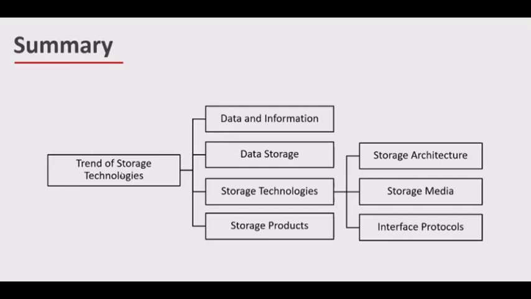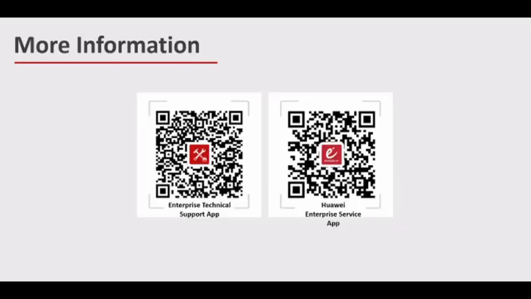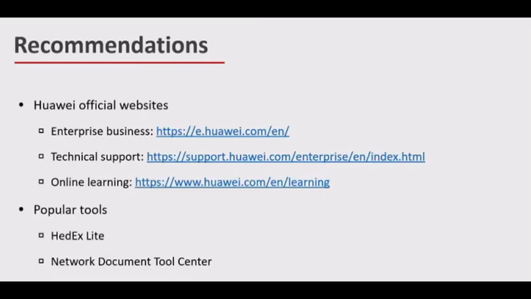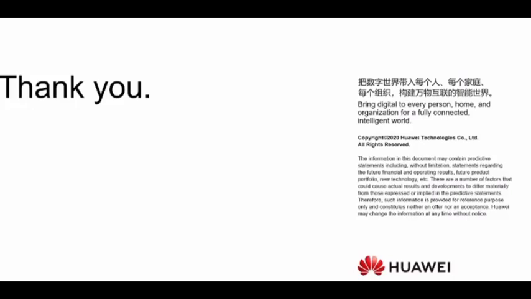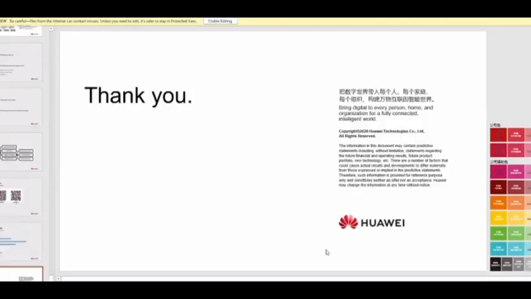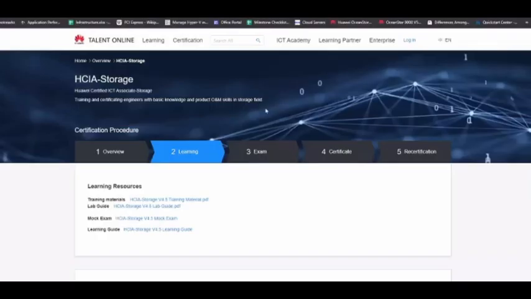So in summary, we've gone through the trends of storage, data and information, data storage in terms of storage architecture, storage media interface protocol, and in terms of storage products also. For more information, you can find them using the Enterprise Technical Support app or the Huawei Enterprise Service app. Some recommendations in terms of the enterprise website, online learning support, and all these things. And thank you. So that will be module 1, chapter 1.